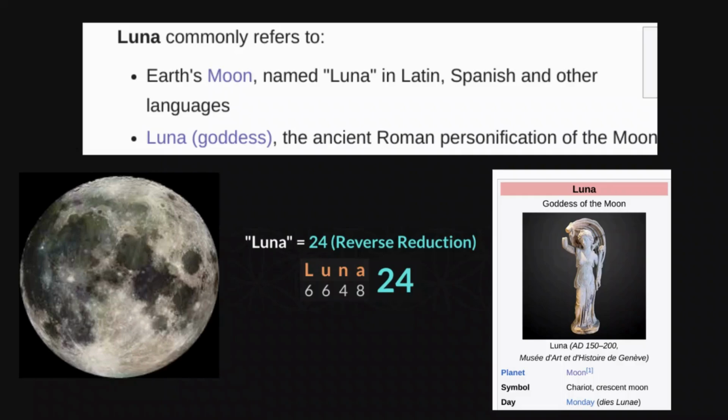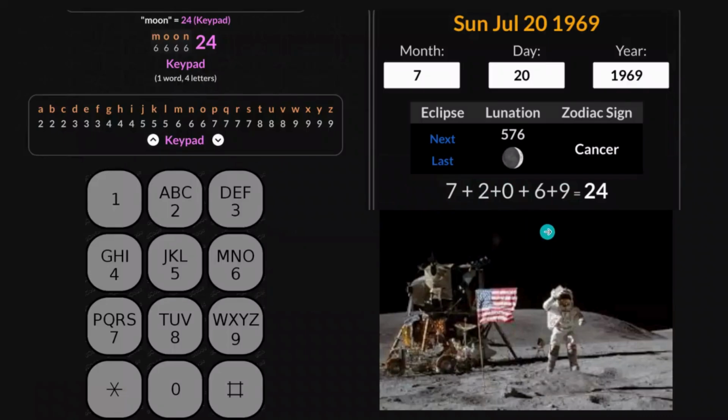Okay. But it gets more and more deep because the moon has a few goddesses associated with it, specifically Luna. Okay. And Luna is how you say moon in Spanish and Latin. And Luna is also the goddess of the moon. Okay. And in just basic reverse reduction gematria, the English alphabet, the word Luna equals 24. Going right along with the 24s I showed you here.